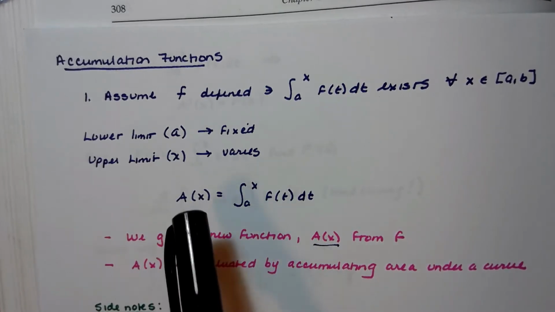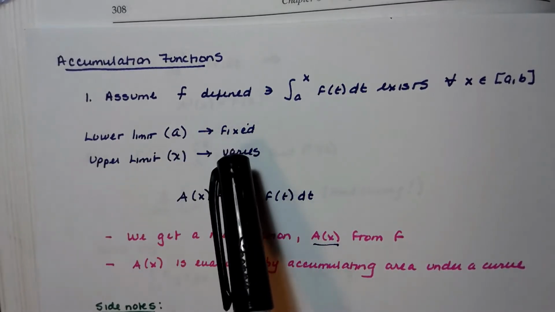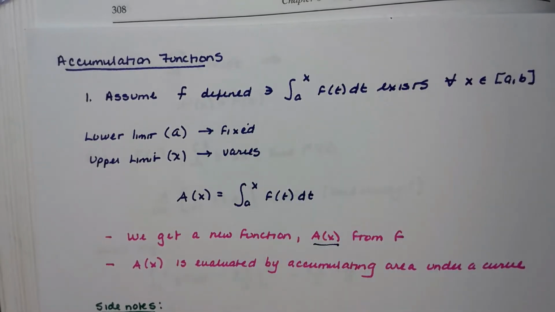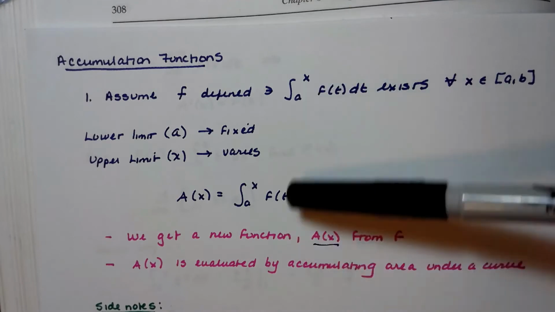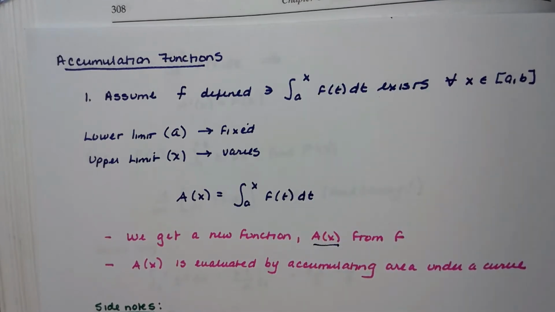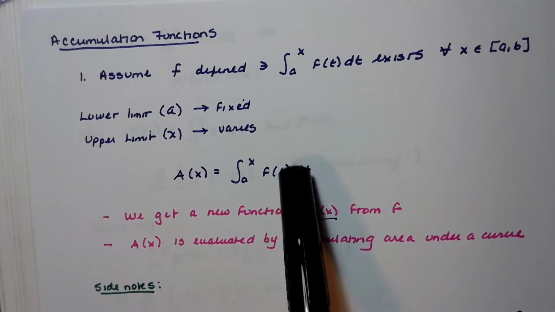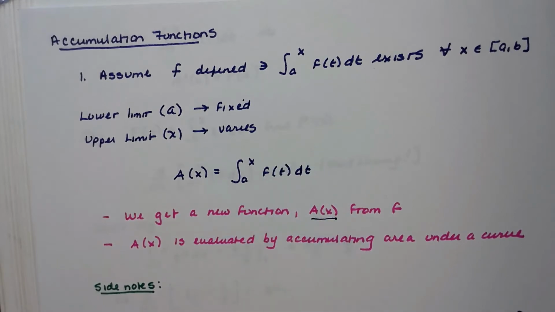And the assumption is that f has to be defined such that this integral exists for all x in a closed interval. I'm not going to get into the nitty-gritty of it because we don't have time. We'll do it later before the AP exam. But what happens is that you integrate this function f and you get a new function, which we call A of x, and A of x is just evaluated by accumulating area underneath a curve.